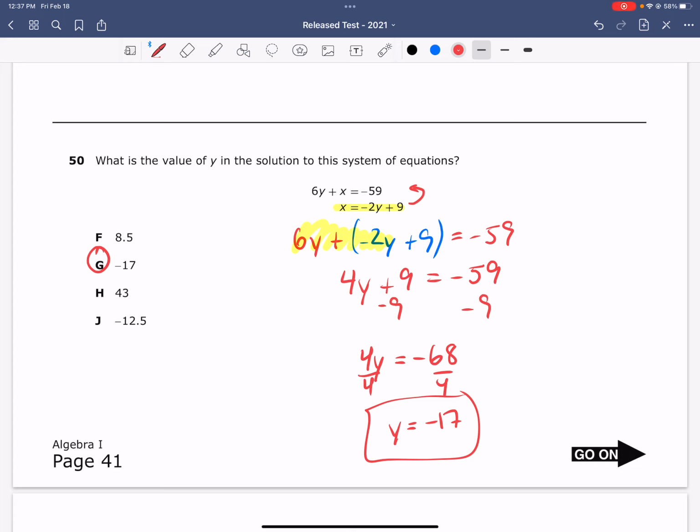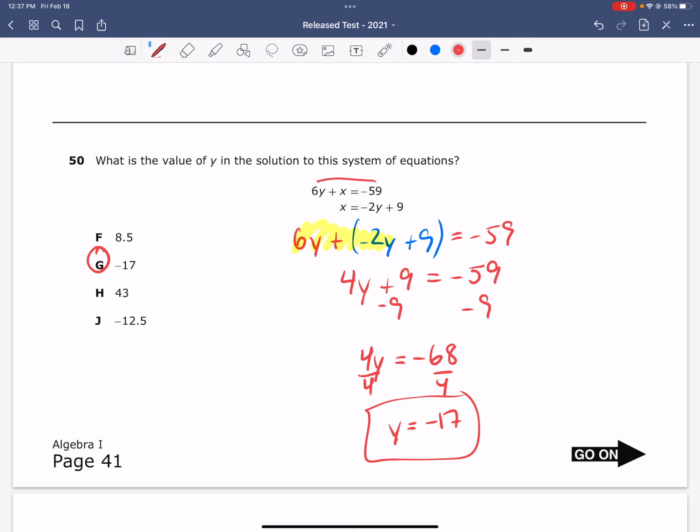But let's say that you didn't want to necessarily do all of that algebra. Is there something else that you could have done? Well, there is. Because the second equation is solved for x, if we solve the first equation for x also, we'll be able to graph this in Desmos and be able to find the answer that way.